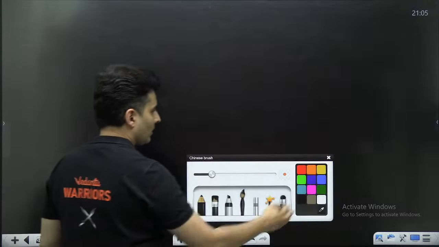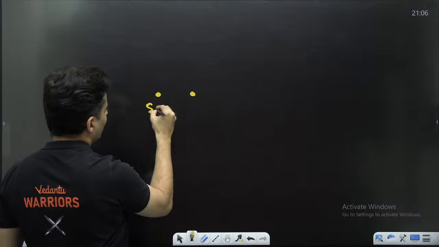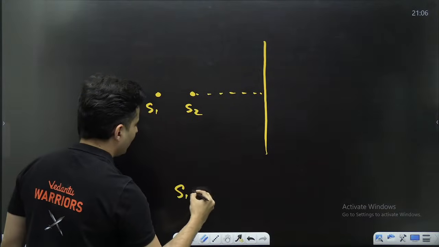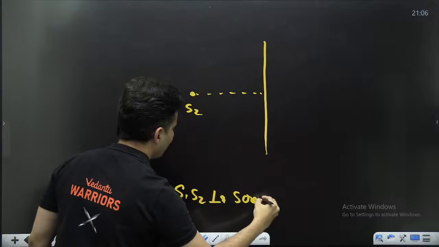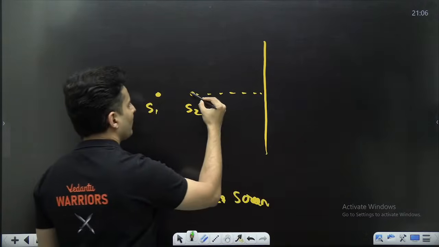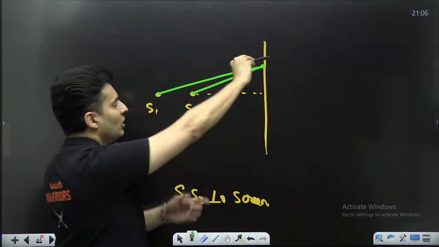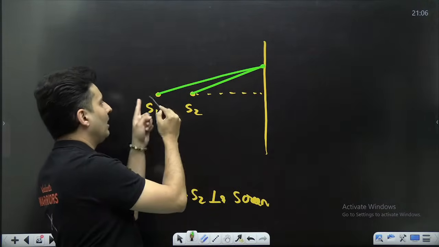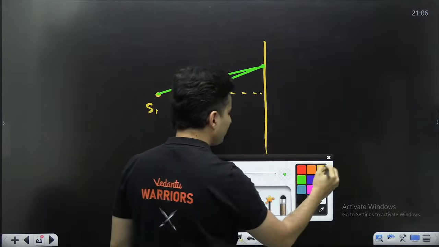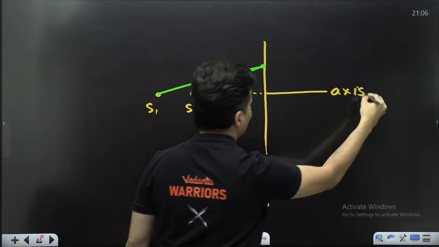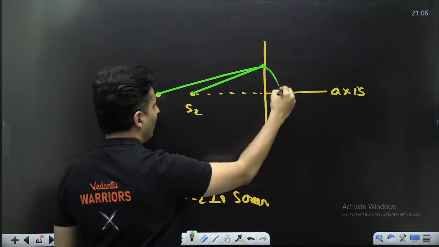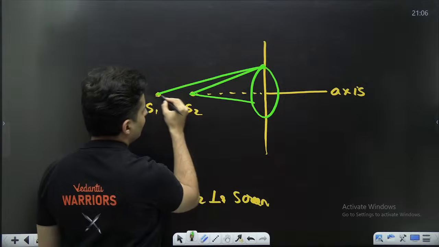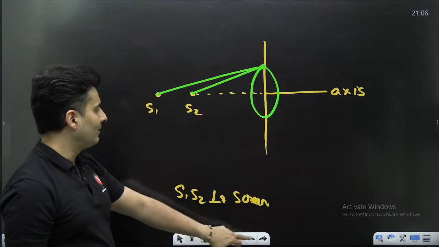But the moment S1, S2 are perpendicular to your screen, the pattern will be slightly different. Visualize it. If you go to a point where you get constructive interference, you rotate that about this axis. You make this line as your axis. You will see that at all these points a cone-like structure will be formed, and you will get constructive interference.